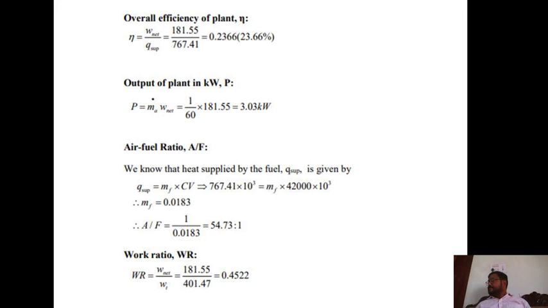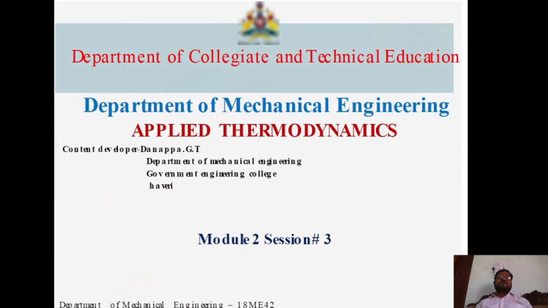Work ratio. Work ratio is the net work output divided by turbine work. Net work output is, after absorbing the compressor work, whatever work is going out from the turbine, which is called the net work output. But turbine work is the total work developed by the turbine. 181 divided by 401, you will get 0.45222 work ratio. Thank you.